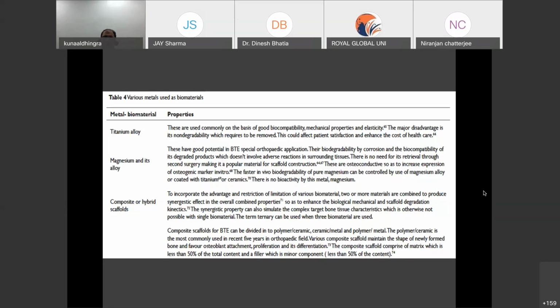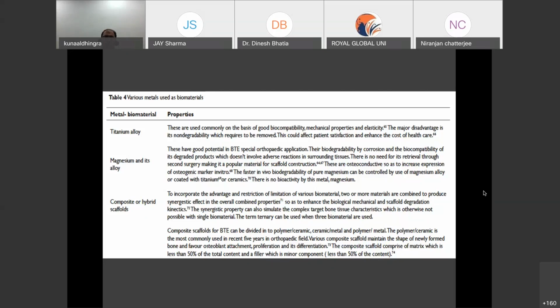The next metal which is used is magnesium and its alloy. It has good potential in bone regeneration, especially in orthopedics. There, the biodegradability is affected by corrosion, and the biocompatibility of degradation products doesn't involve adverse reactions in the surrounding tissues. There is no need for its retrieval through a second surgery, thus making it a popular material for scaffold construction. Magnesium is osteoconductive and it increases expression of osteogenic markers in vitro. The faster in vivo biodegradability of pure magnesium can be controlled by use of magnesium alloy or by coating with titanium or ceramics. There is no bioactivity in this metal.